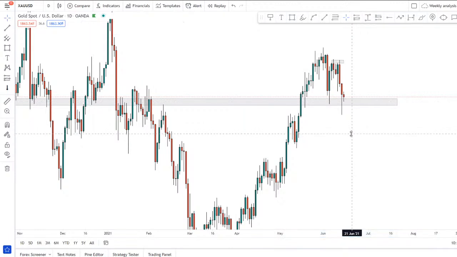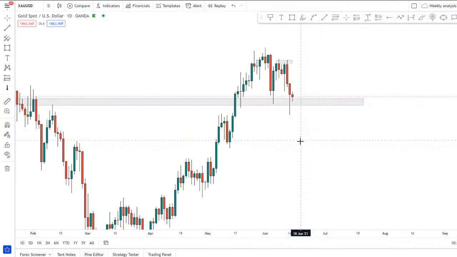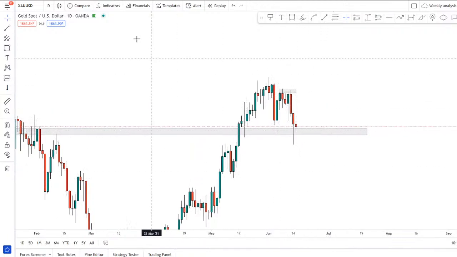and for that to happen, you need a daily close underneath to confirm that momentum, because right now you can see past couple of days we've got wicks into this level and price hasn't quite managed to follow through that.